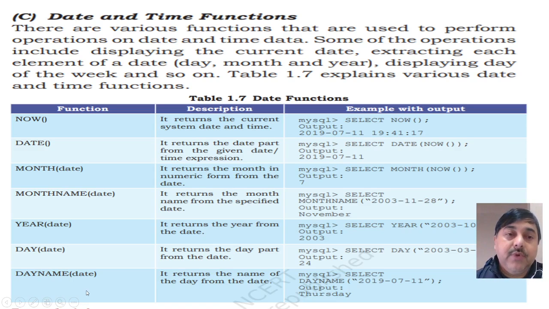So the date and time function, as it is named, is a group of various functions that we use to perform different date and time operations. Suppose you want to see the current date, or extract the date, day, month, all these things. We can do those with the help of the date and time function.